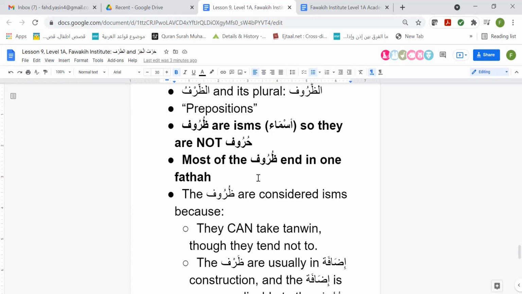They call it shibhul jumla. I'm not going to write it down unless you have studied that term, but shibhul jumla literally means quasi sentence. It's what we call a phrase. So yes, both the dhuruf and the huruf jar, if you isolated them by themselves, are considered phrases, and a phrase by definition is not a complete sentence. So yes, that's correct. Thank you.